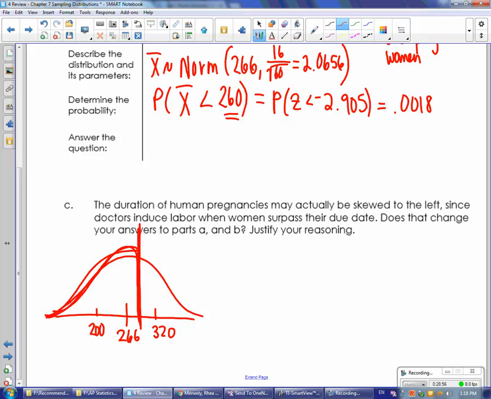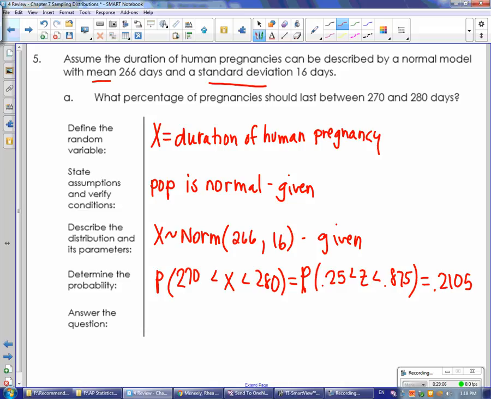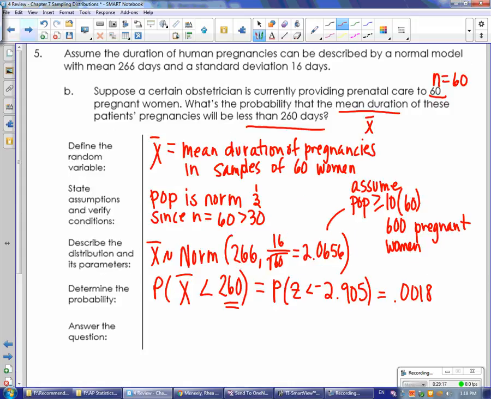So the actual distribution is probably much more skewed to the left. So the question then becomes, how does that change your answer, if any? Does it change your answer to parts A and B? Well, in part A, because I was relying on the population being normal, that's the only way I could compute this probability. I wouldn't have been able to compute the probability if it wasn't normal. I would have needed to know what the distribution was. However, in part B, because my sample was so large, because it was greater than 30, my sampling distribution would have been normal regardless of the shape of the distribution. So my answer to part B would not change.